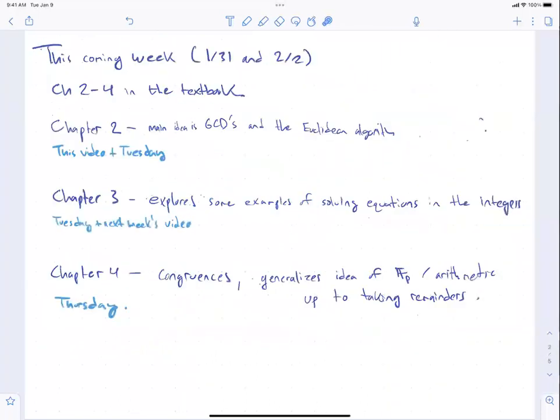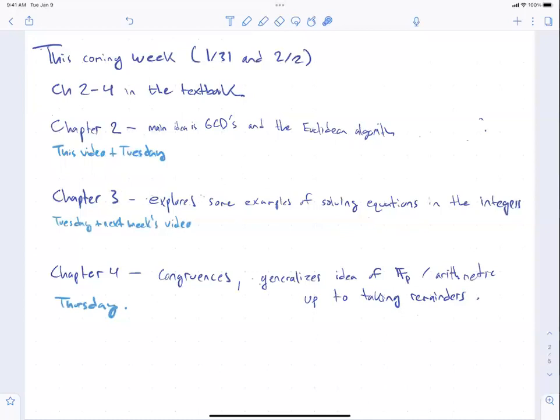So speaking of that, let me let you know what we're doing this coming week. We're basically going to cover chapters 2 to 4 in the textbook. Chapter 2, the main idea is about greatest common divisors and something called the Euclidean algorithm for computing them. I'll say a little bit more about that in this video, and then we'll go into more detail in class on Tuesday.